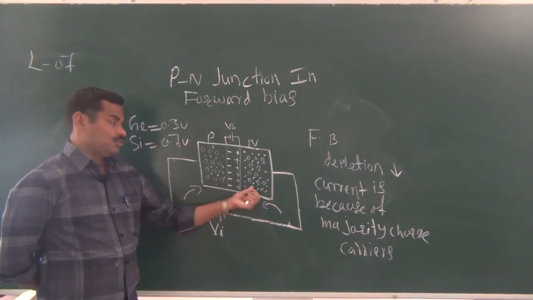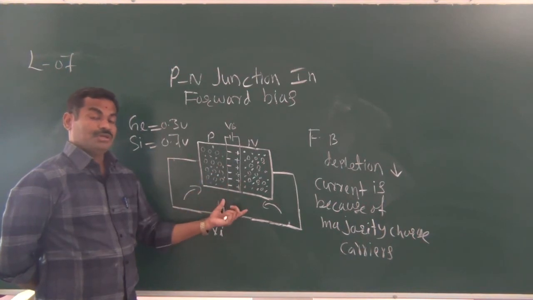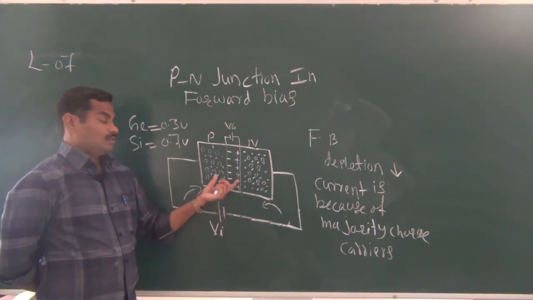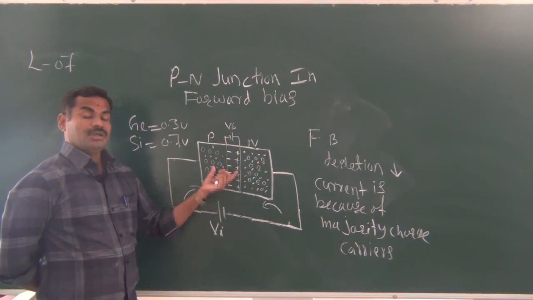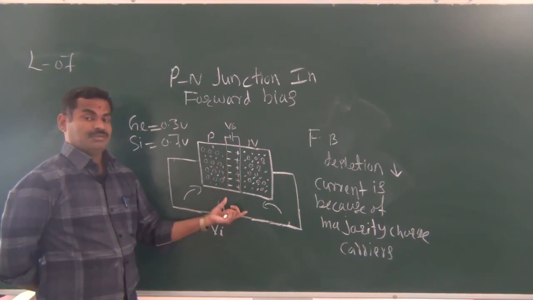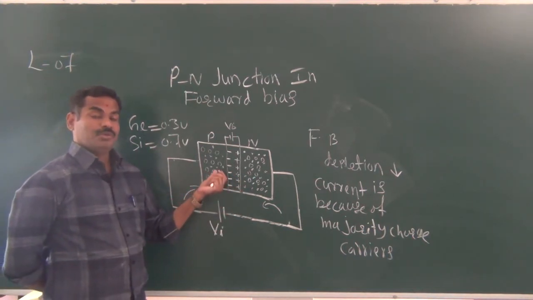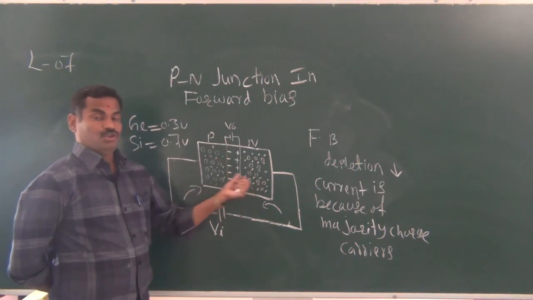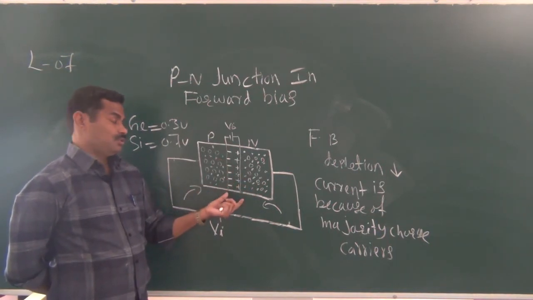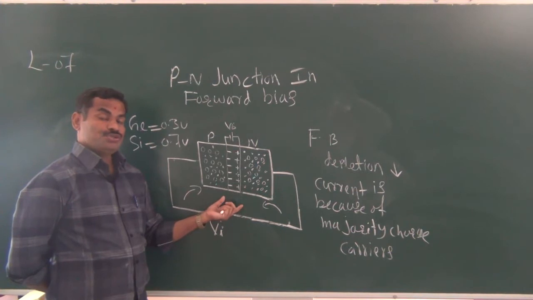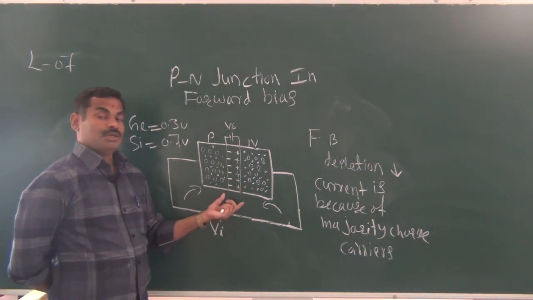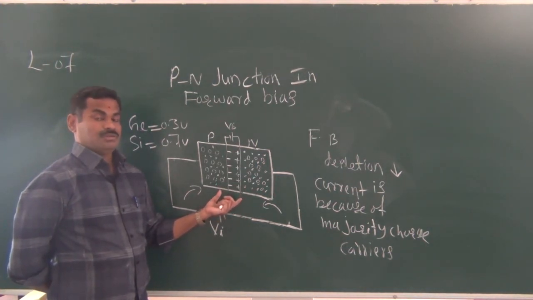If the electrons are moving towards the junction, what will they do? They will reduce the width of the depletion layer. And that's why they have more current flowing from P to N. It means because you are reducing the depletion layer, you have more current in the forward bias. This is one reason.